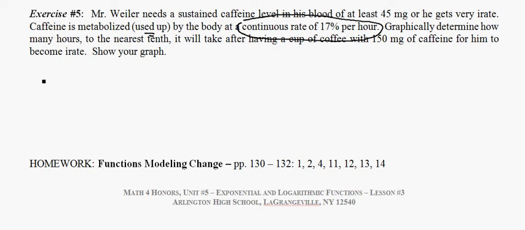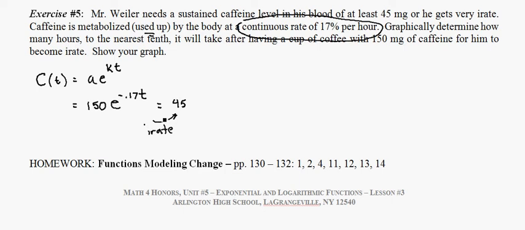All right. Let's model the amount of caffeine Mr. Weiler has in his bloodstream, let's call it C of t, as a function of the number of hours. Now, we know that we're going to have a model that looks like this because it says continuous rate. A stands for the amount of caffeine we have in there originally, that's going to be 150 milligrams. Now, this is tricky. We're using it up, which means it's a decrease. It's negative 0.17 times t. Now, I want to figure out the solution to this equation, because that's what I really want to know, this is the irate level.